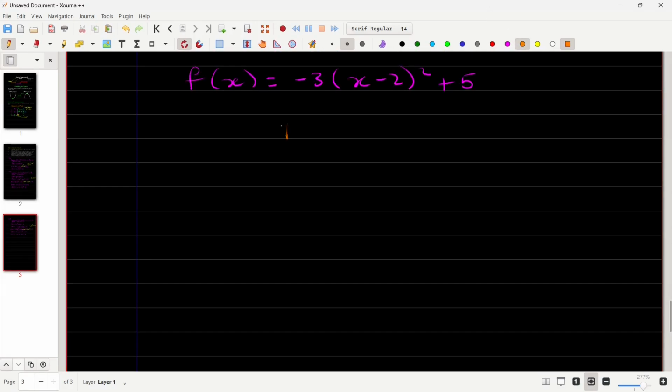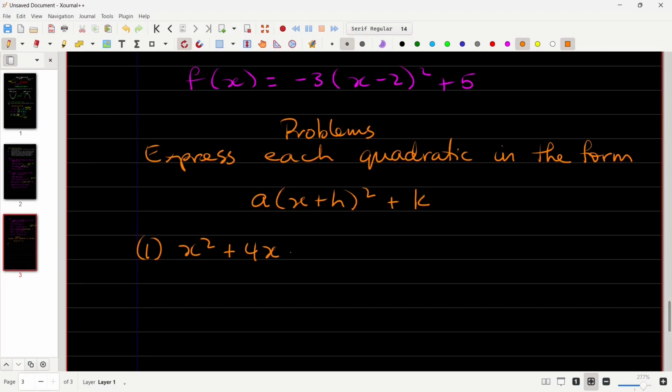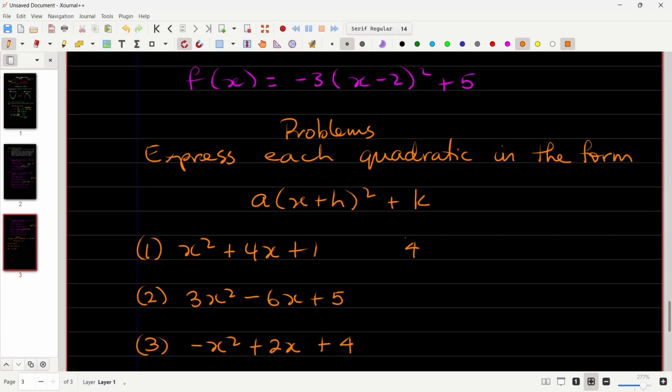All right, so problems: x squared plus 4x plus 1. Then we have 3x squared minus 6x plus 5. Then we're going to have minus x squared plus 2x plus 4. Then we're going to have 4x squared plus 8x minus 7. Then number 5 is negative 5x squared plus 10x minus 3.